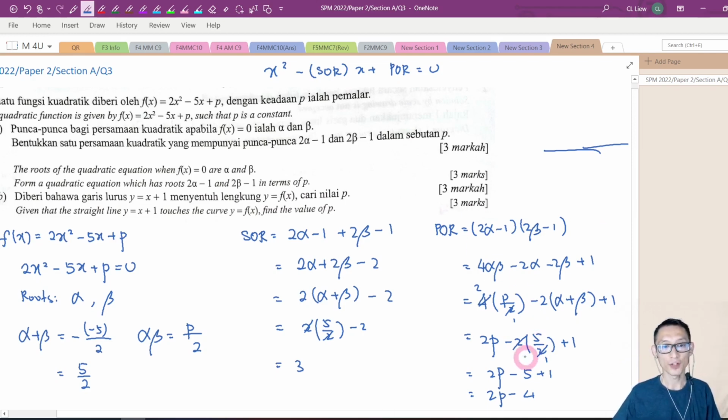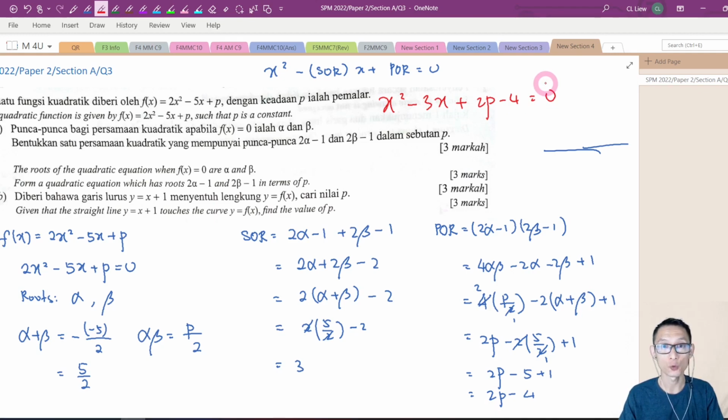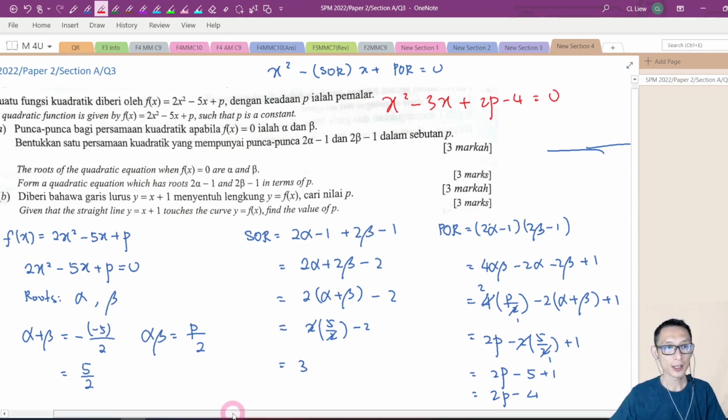Now we have the value of the sum of roots and the product of roots. We just use this formula to help us form the equation. So the equation will be x squared minus (sum of roots) x plus (product of roots) 2p minus 4 is equal to 0. Okay, let me check the answer. X squared minus 3x plus 2p minus 4 equals 0. Okay, correct. This is the answer for part A.